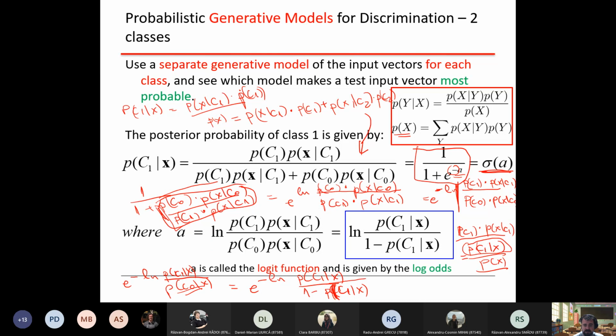And using this math, we obtained the value of a as being the logarithm of P of C1 multiplied by P of X given C1 divided by P of C0 multiplied by P of X given C0, which is the logarithm of P of C1 given X divided by 1 minus P of C1 given X. And this value is called the logit function and is given by the log of odds, because you see this is P of C1 given X and this is P of C0 given X, the positive and the negative class.